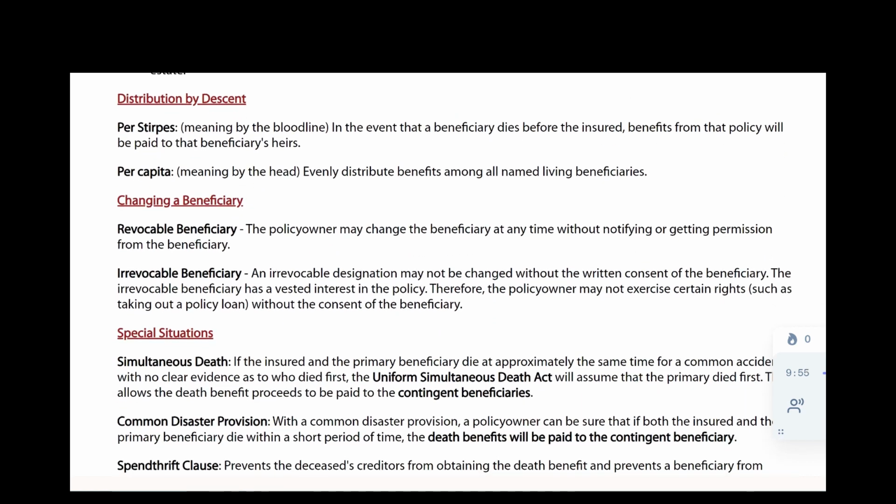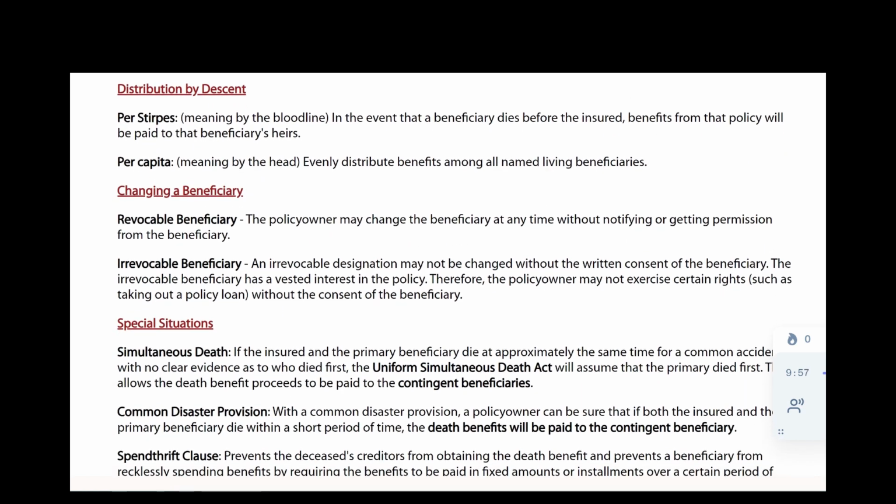Distribution by descent. Per stirps, meaning by the bloodline. In the event that a beneficiary dies before the insured, benefits from that policy will be paid to that beneficiary's heirs. Per capita, meaning by the head. Evenly distribute benefits among all named living beneficiaries. Changing a beneficiary. Revocable beneficiary. The policy owner may change the beneficiary at any time without notifying or getting permission from the beneficiary.